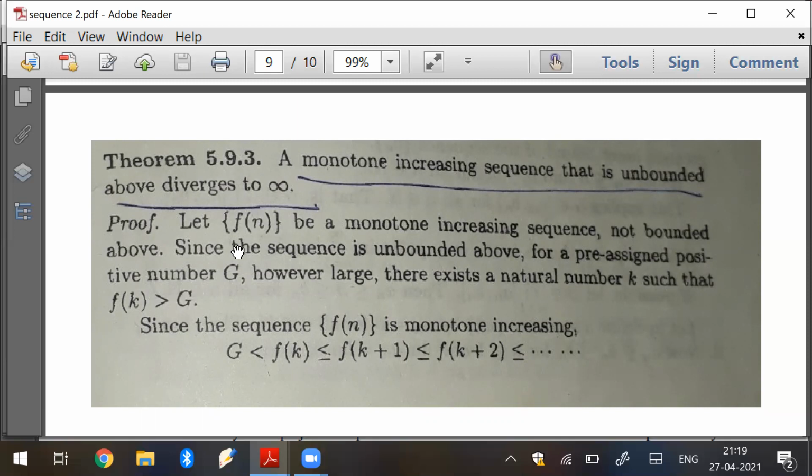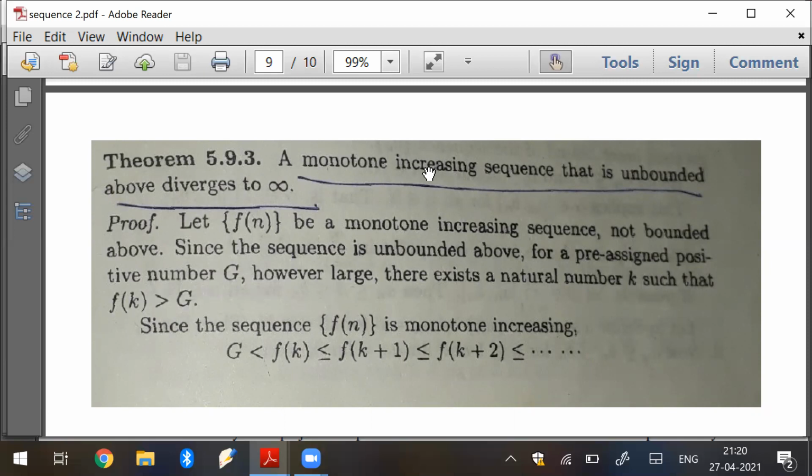That means for any pre-assigned positive number G, such as 10 to the power 6, 10 to the power 12, 10 to the power 14, like that, however large, there always exists a natural number K such that fk is greater than G. No matter what number you choose, you always get a sequence element which crosses that number. That is what they are saying: there exists a natural number K such that fk is greater than G.